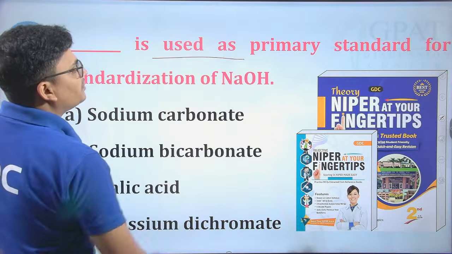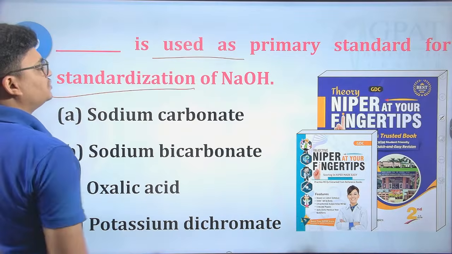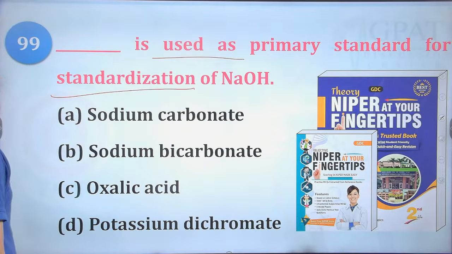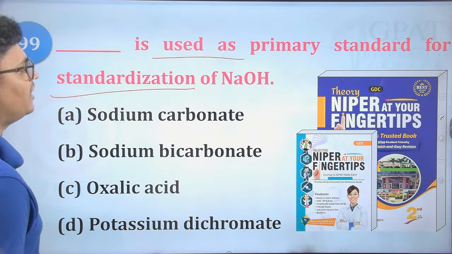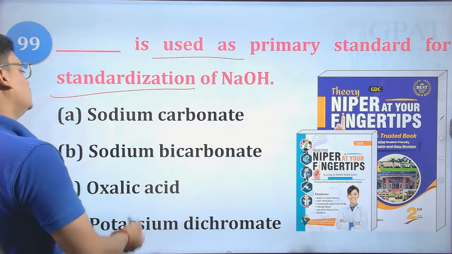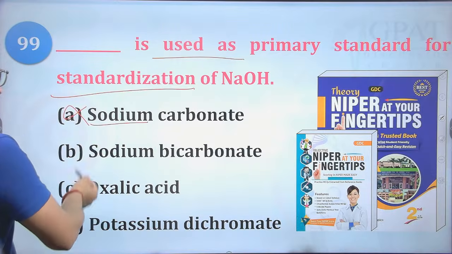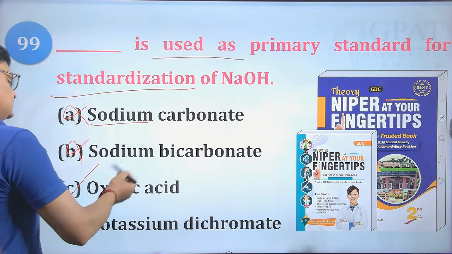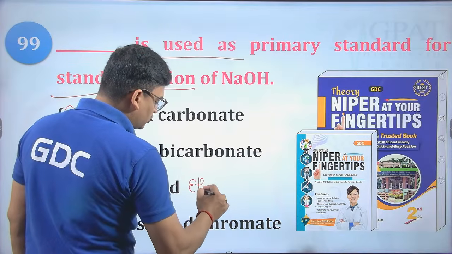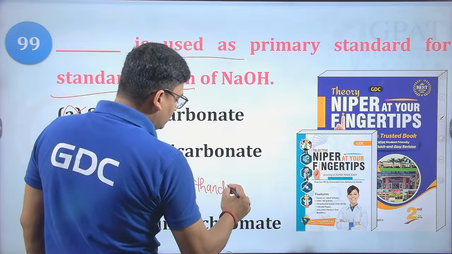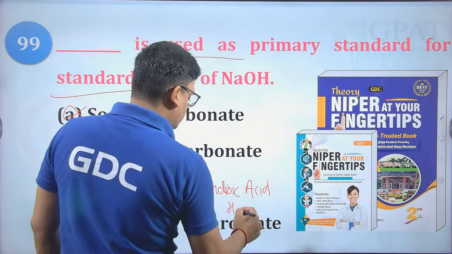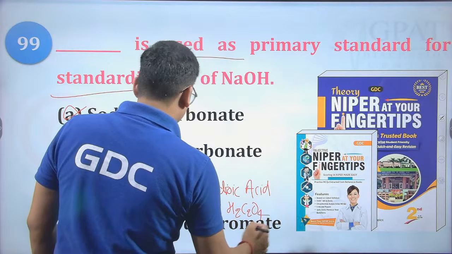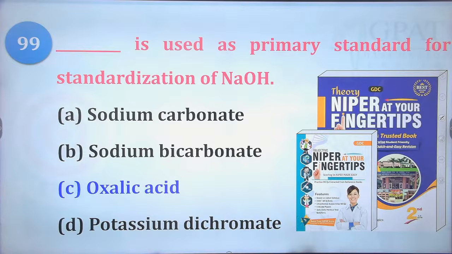Dash is used as a primary standard for standardization of NaOH, that is caustic soda. So for the primary standardization of sodium hydroxide, what will we be using? Sodium carbonate, sodium bicarbonate, oxalic acid, yes. That is ethane dioic acid, H2C2O4. So this will be used. Option C is the correct one.